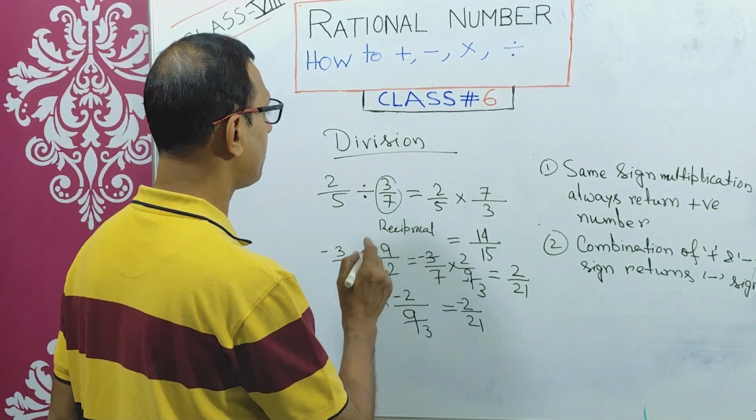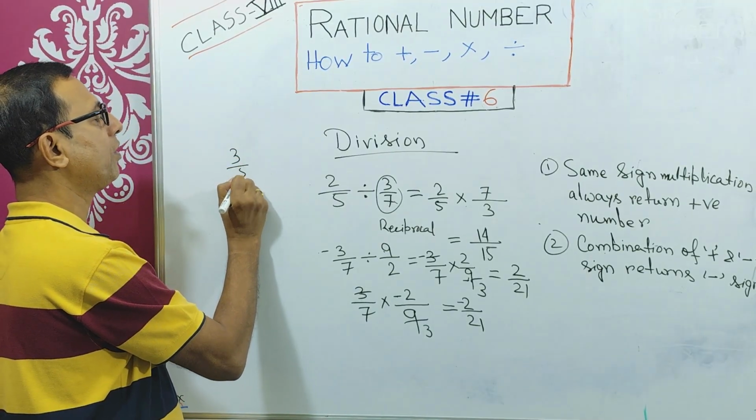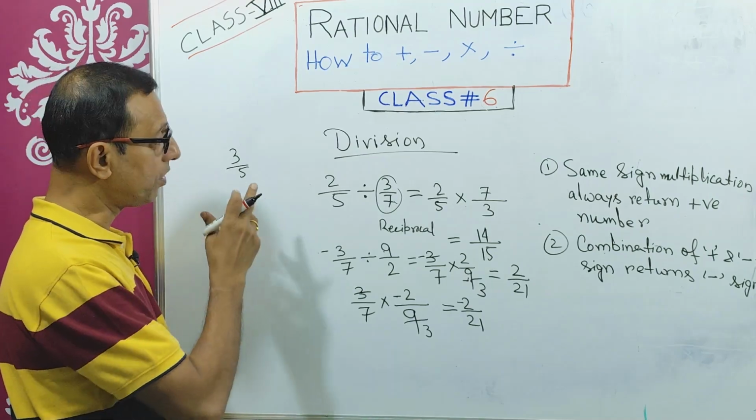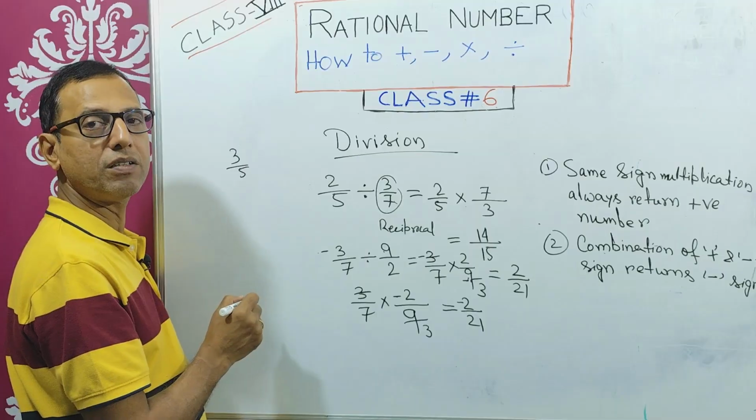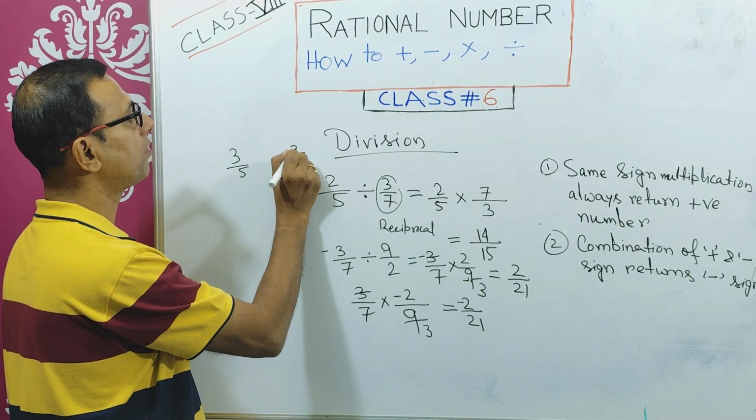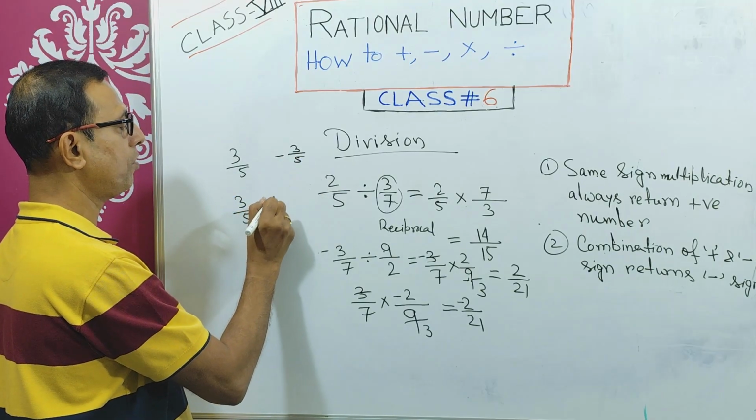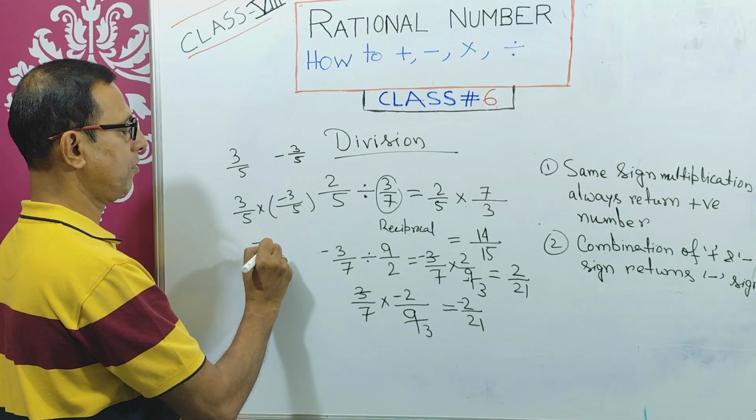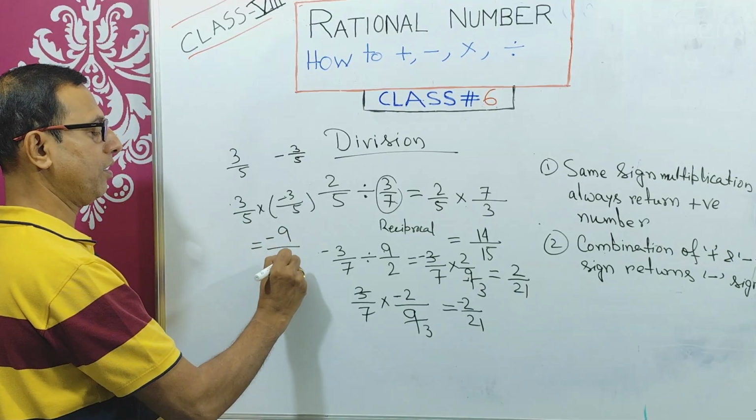Let's say you are being asked to multiply 3 by 5 with its additive inverse. It will state the question like this: multiply 3 by 5 with its additive inverse. Additive inverse of 3 by 5 means minus 3 by 5. So you need to multiply 3 by 5 into minus 3 by 5. That means plus into minus, minus 9 by 25.